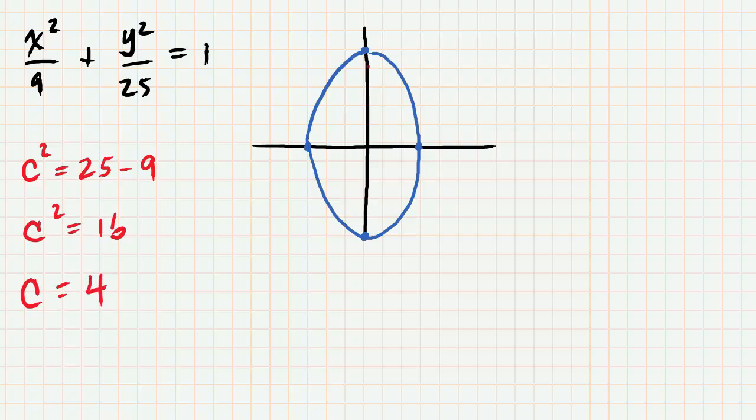And that tells us that our foci are 4 units from the center, which is right there. So the foci have coordinates 0, plus or minus 4. And that's an ellipse. Kaboom!